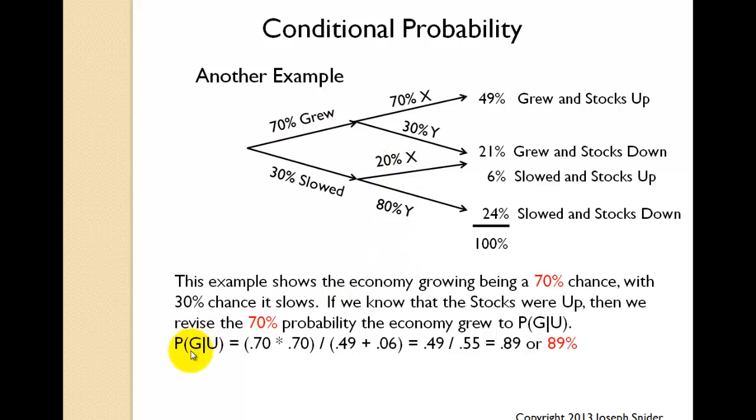In this case, the probability of growth, given that stocks were up, is 70% times 70%, divided by 0.49 plus 0.06. So here you have the 0.49, which is one way to get the stocks up, and another way is that it slowed and stocks were up. So the 55% or 0.55 in the denominator takes into account both ways to achieve stocks were up. This ends up calculating out to be 0.89 or 89%.